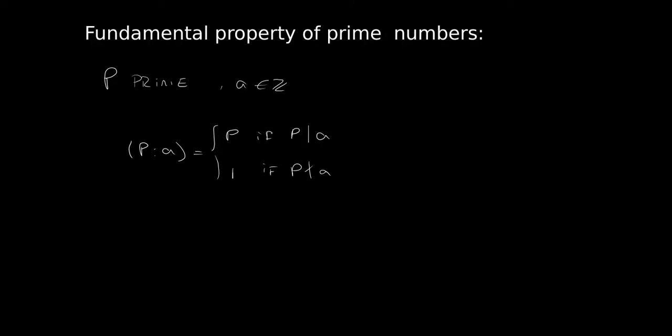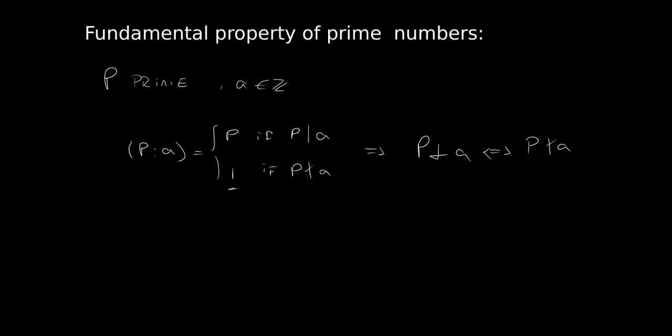So what this is telling us is that if p is co-prime with a, that is, the greatest common divisor between p and a is 1, then p does not divide a. But if p does not divide a, then the greatest common divisor between p and a is 1. So p and a will be co-prime.